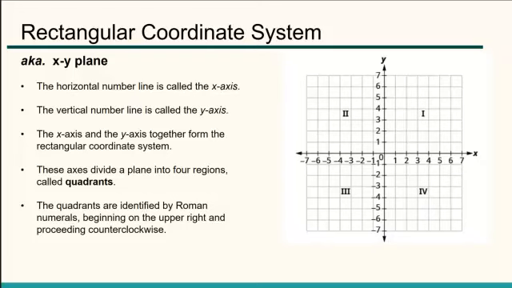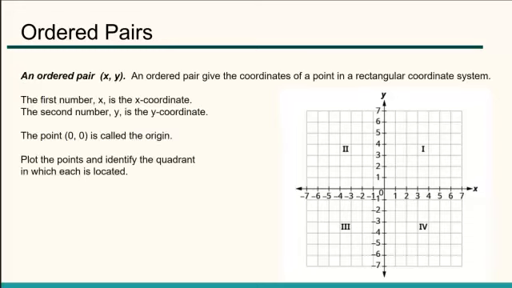So let's look at what we call ordered pairs. And here we have our graph sitting there. Now an ordered pair, x, y, we put that in parentheses with a comma in between. An ordered pair gives the coordinates of a point in a rectangular coordinate system. We can locate it on this grid somewhere. The first number x is the x-coordinate. The second number y is the y-coordinate. Always, this is how we're going to order them. The point 0, 0 is called the origin. So you'll notice it sitting right there in the middle.